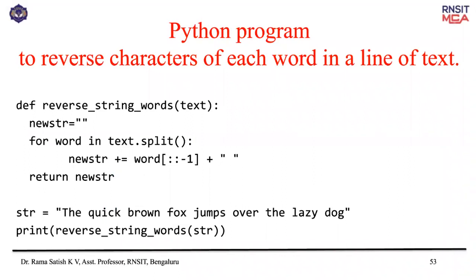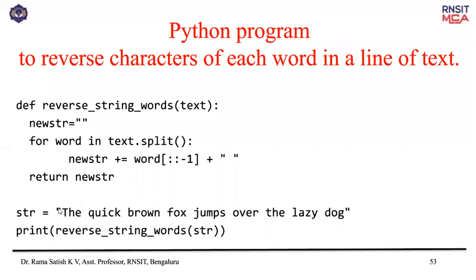This is a program to reverse characters of each word in a line of text. So if I give "the quick brown fox jumps over a lazy dog", if I give this sentence, it has to reverse each word. The has to be reversed, quick has to be reversed, but the position of the words should be same.